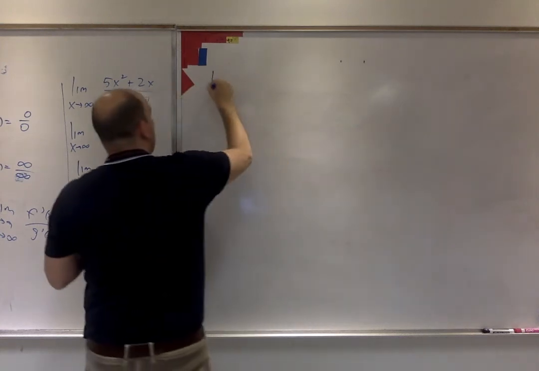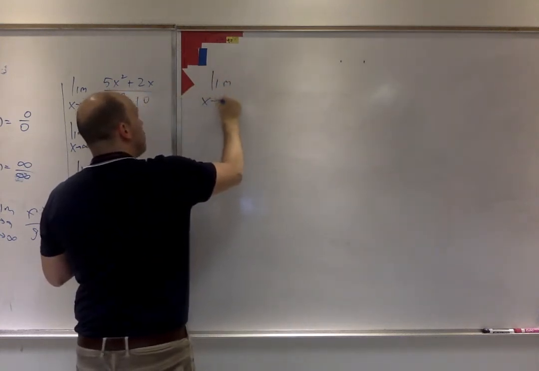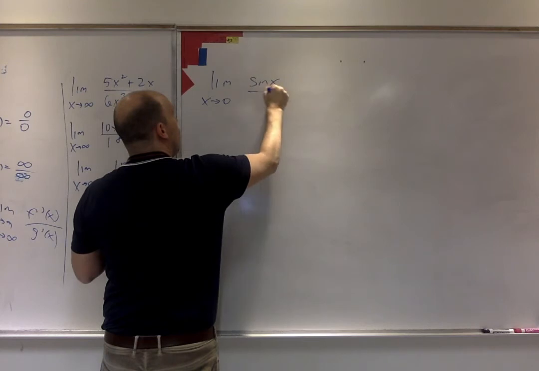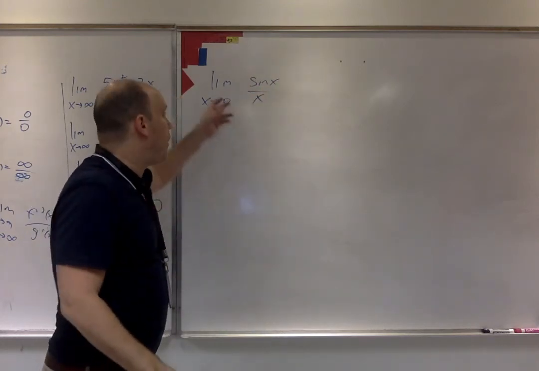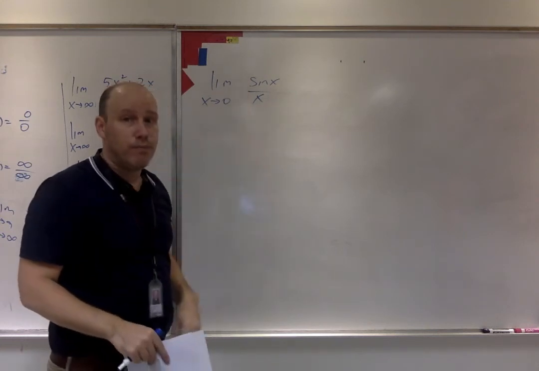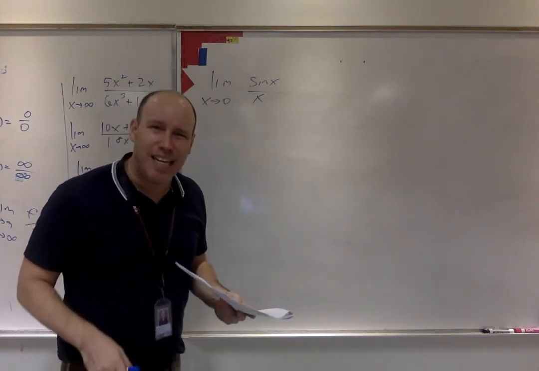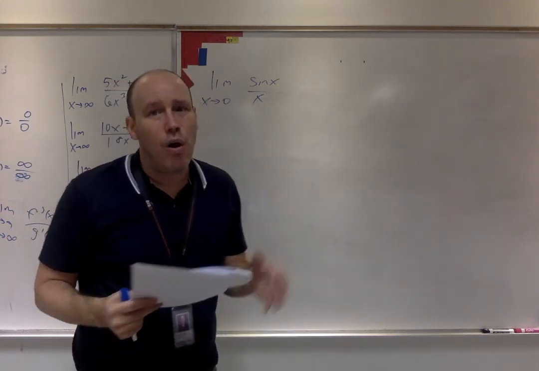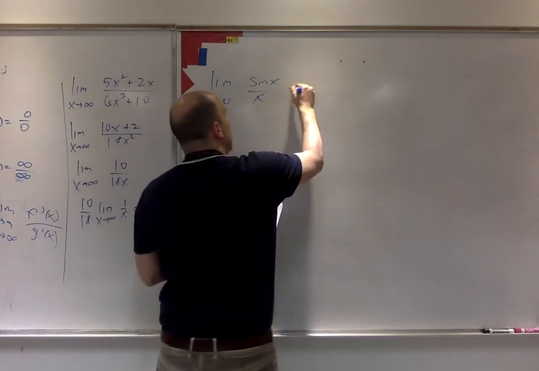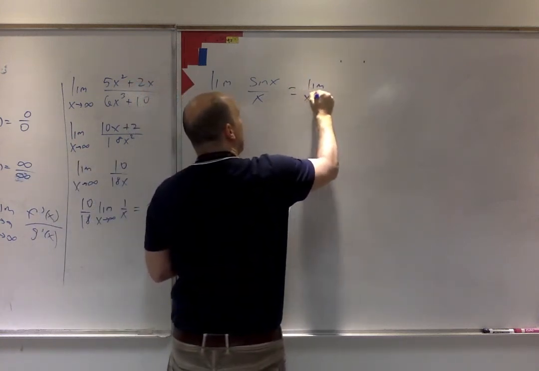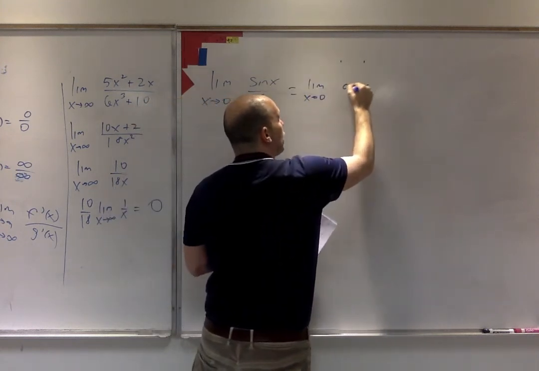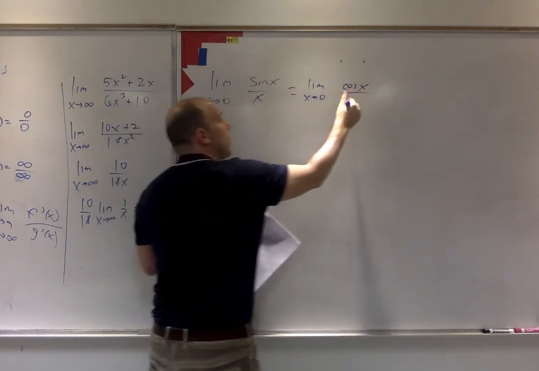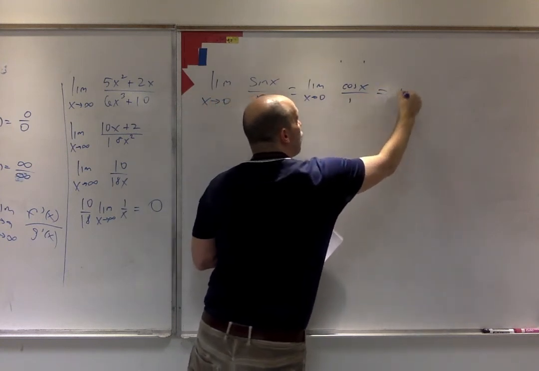How about, what is the limit as x goes to 0 of sine of x over x? Well, you say, okay, you know what, Mr. Adler? Well, that's 0 over 0. Do I have to do that whole 16-minute lecture you gave us? No. What does L'Hopital's rule say? This is equal to the limit as x goes to 0. What's the derivative of sine of x? Cosine of x. What's the derivative of x? 1. Substitute, answer 1.